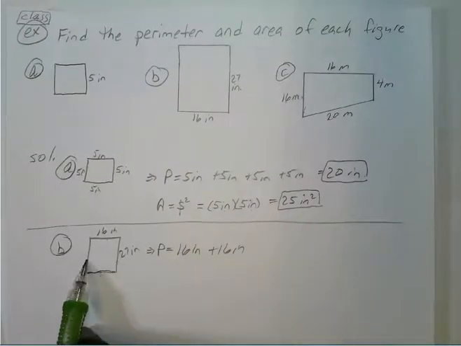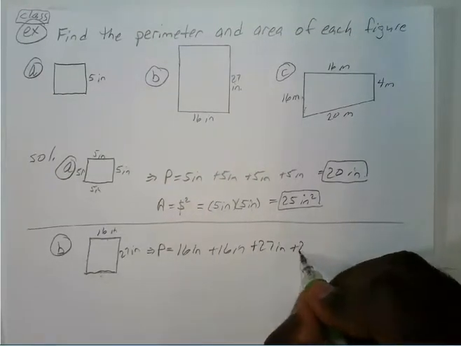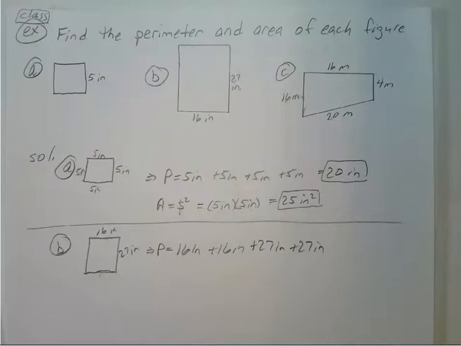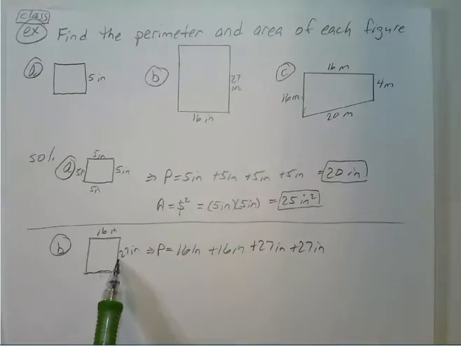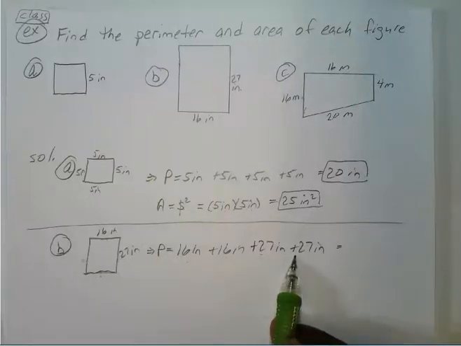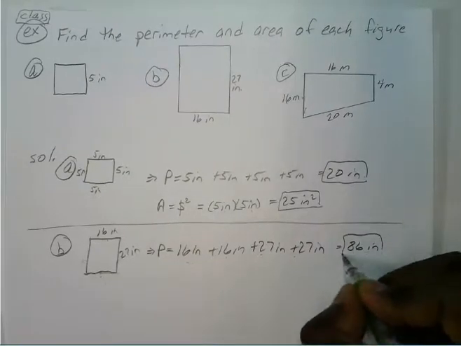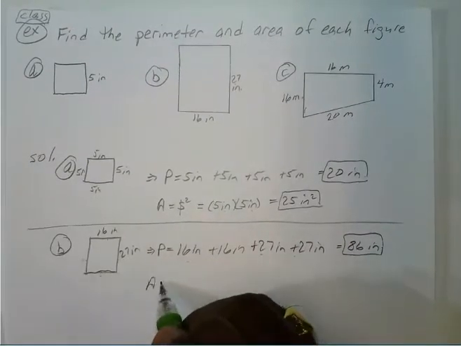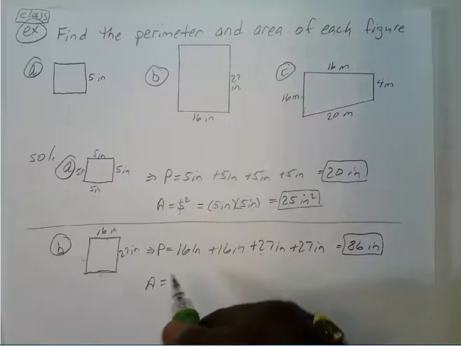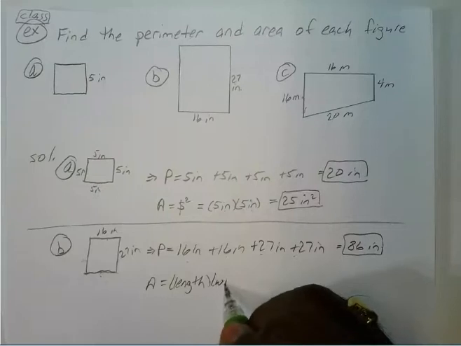So this is 27 inches. This side is 27 inches. So plus 27 inches plus 27 inches. Okay, remember, it's a parallelogram, so the opposite sides are equal. So 16 plus 16 plus 27 plus 27 is equal to 86 inches. Okay, so we found our perimeter. Now our area, because this is a rectangle, is equal to the length times the width.